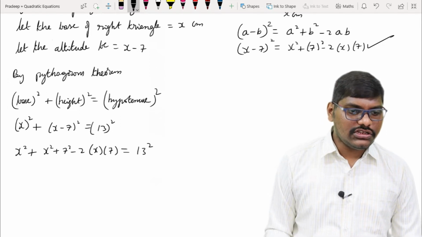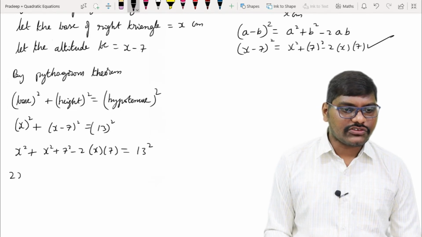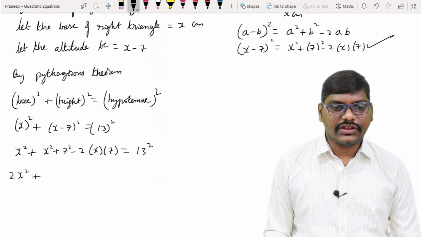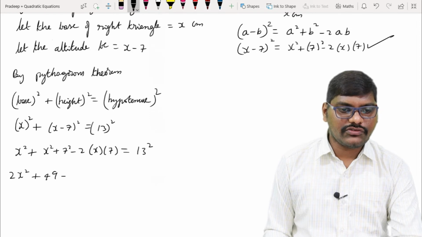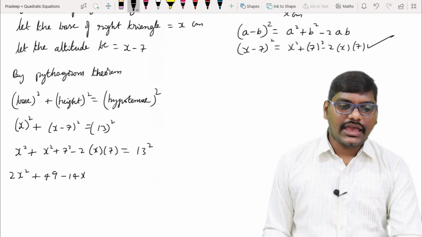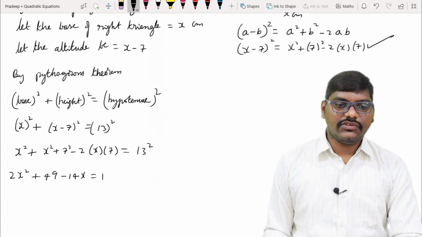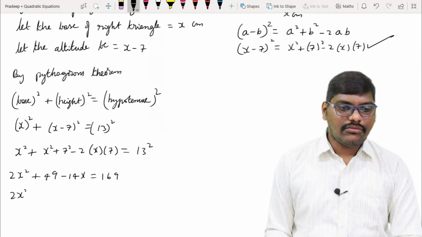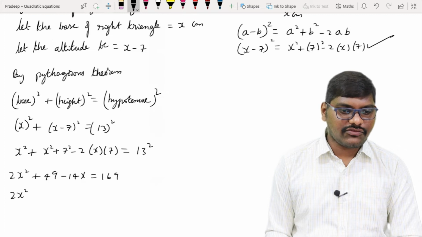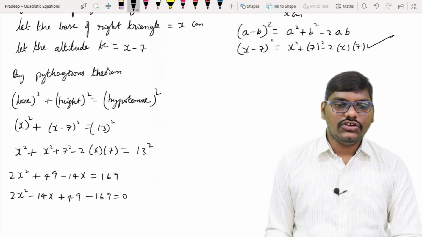Okay, so let's solve this further. This is x square. So here you can see x square plus x square is 2x square. This is 7 square, in the sense it is 49, and this we multiply 2 into 7, that is 7 2s, which is 14x, right? And here also 13 square is 169. If I bring this 169 to this side, we'll be getting minus 169. So first I'll write minus 14x, then plus 49, and bringing this to this side, minus 169 equal to 0.